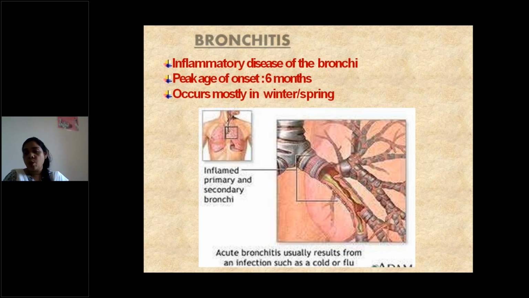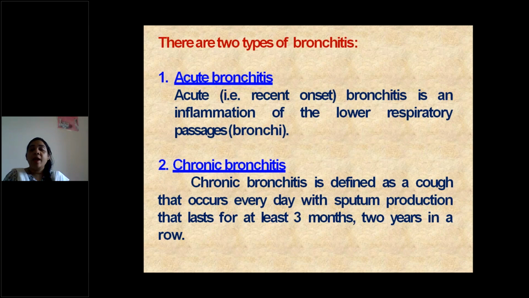Winter, very cold. Okay, spring, it's not cold, but why? What happens in spring? New leaves are formed, right? You get allergy because of it. So, bronchitis mainly occurs in winter and spring. And there are two types of bronchitis, depending upon the severity and duration. They are acute and chronic.